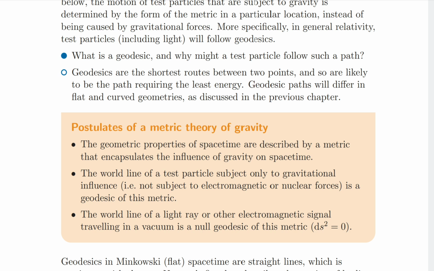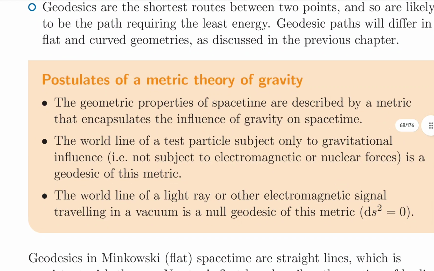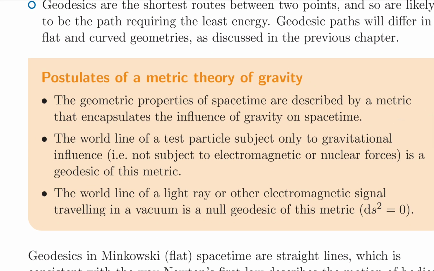Postulates of a metric theory of gravity. Number 1, the metric: the geometric properties of spacetime are described by a metric that encapsulates the influence of gravity on space. Number 2: the world line of a test particle subject only to gravitational influence, which means not subject to electromagnetic or nuclear forces, is a geodesic of this metric. Number 3: the world line of a light ray or other electromagnetic signal traveling in a vacuum is a null geodesic of this metric, ds squared equals 0.